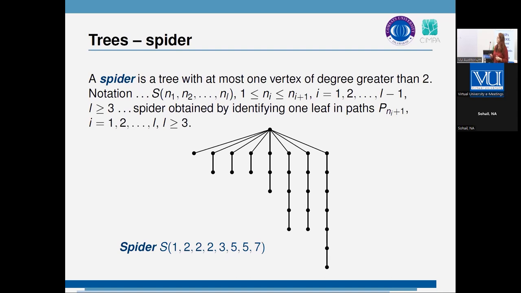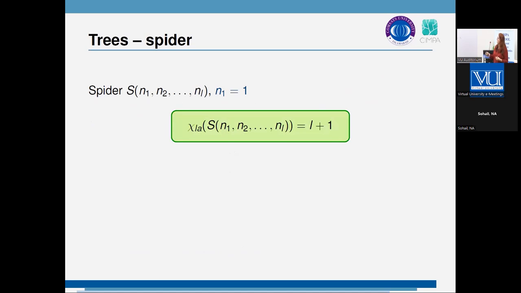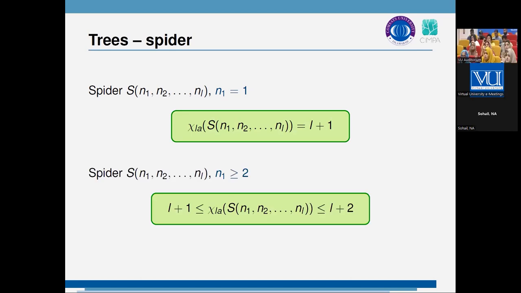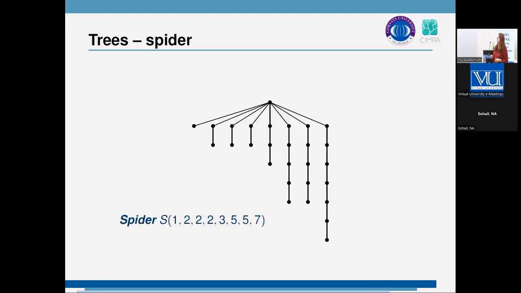Okay. And now I will show you the way how to find such a labeling. So what was proved? It was proved that when the length of the shortest path is one, then we can find a labeling for which the corresponding local antimagic chromatic number is L plus one. If the length of the shortest path is at least two, then it is either L plus one or L plus two. It depends on some conditions for these parameters, but we can prove this. So let me show you how to find such a labeling.